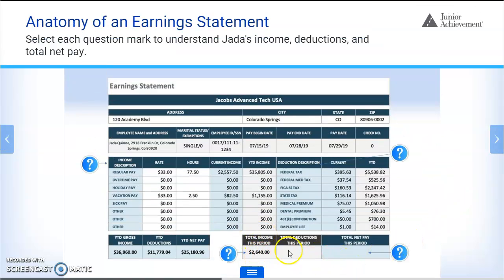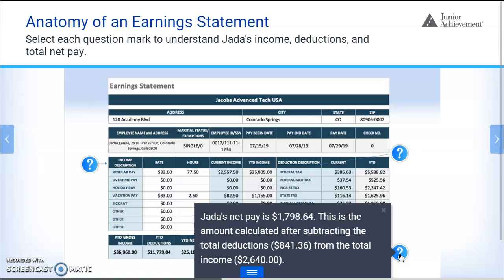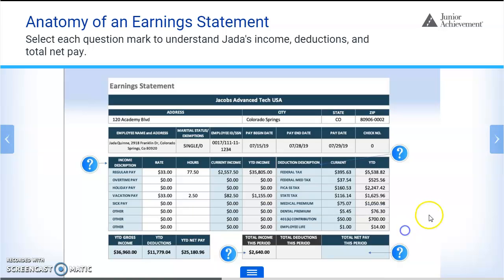Okay, so here's the total income. The deductions go here. Total net pay this period. Net pay is after taxes. So Jada's pay is $1,798.64. This is the amount calculated after subtracting the total deductions. So the deductions, I know it's blank over here, but it was $841.36. That includes taxes and stuff like that. From the total income of $2,640.